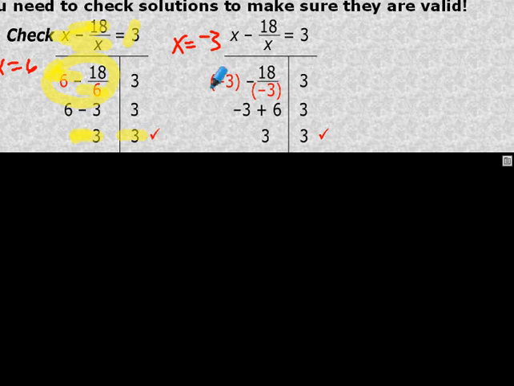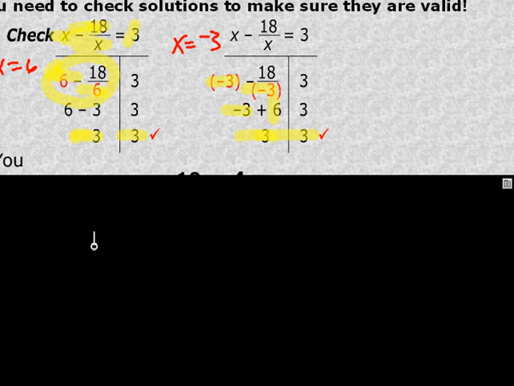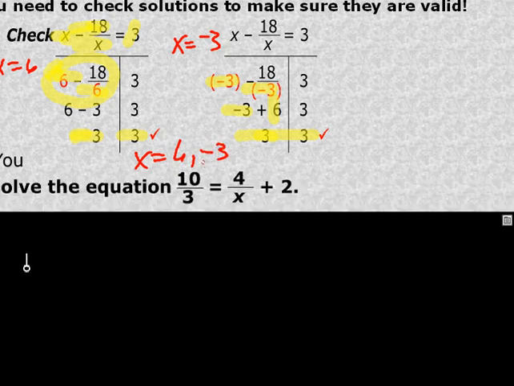Here, we're going to plug in -3 for x. Minus a -18 divided by -3 is a +6. This is a -3. +6 plus -3 is 3. So this one also checks out. So our two solutions are x equals 6 and -3. All right, why don't you try and solve that one? And then we will move on to the next concept, which is extraneous solutions.